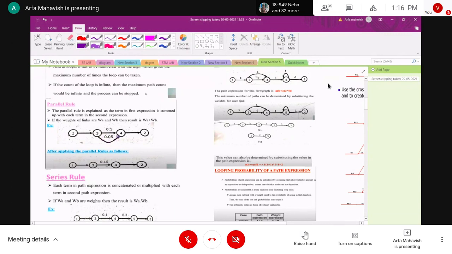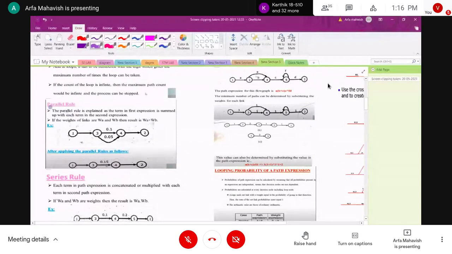Okay, so here we are getting the weightage of the links, that is WA and WB. The result is WA plus WB. So you have to give WA plus WB. You have to calculate, then you have to do merge over there. So this graph will be represented by the parallel rules. Okay, this is the example of parallel rules.